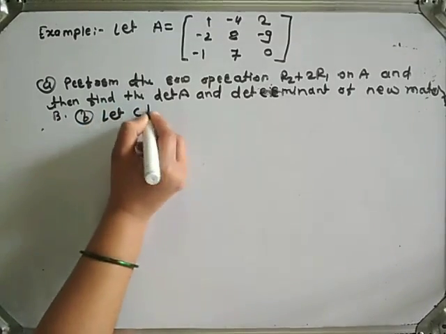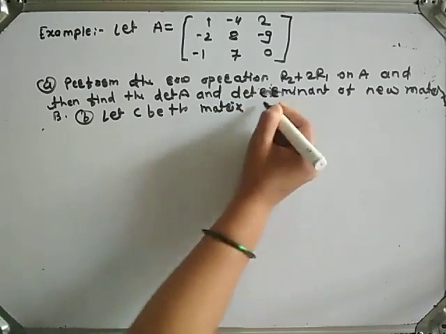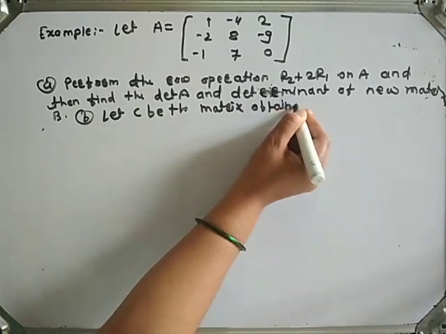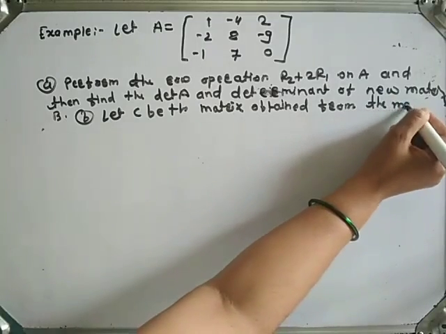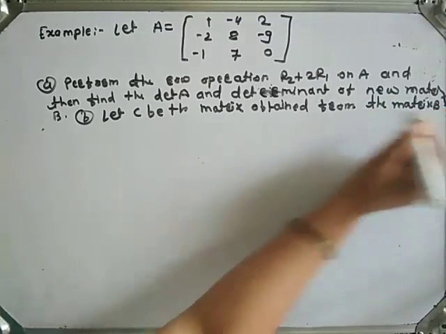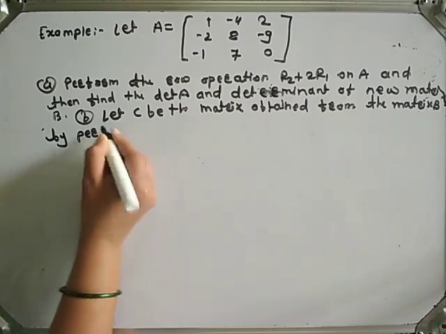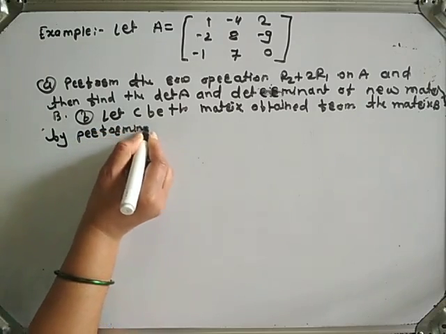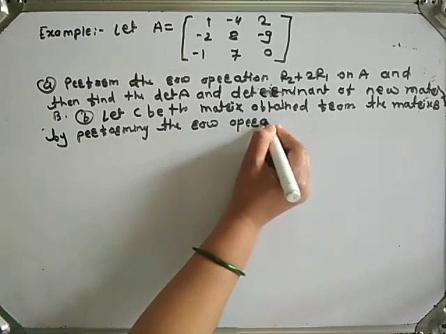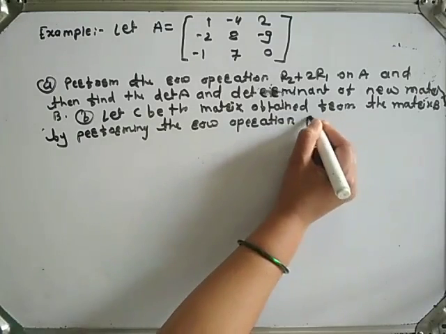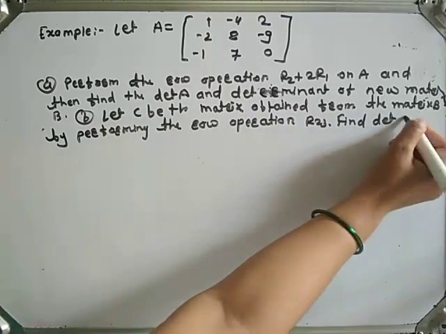Okay. B part is, let C be the matrix obtained from the matrix B by performing the row operation R2 times 3, find determinant of C. Okay.